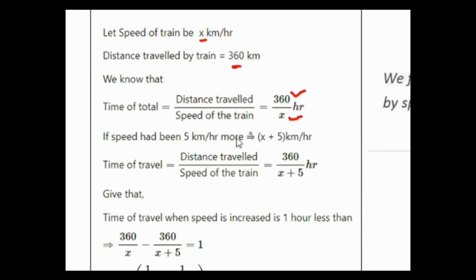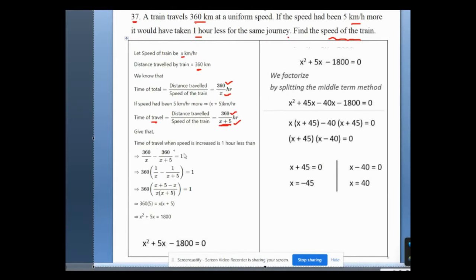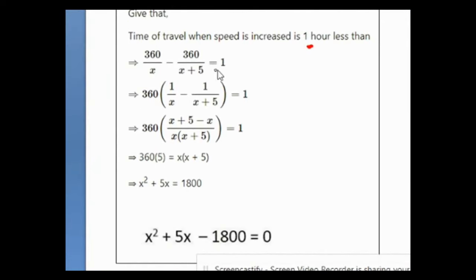So distance is 360, speed we don't know, we have taken as x. So 360 by x. The same train is traveling with the additional speed of 5 kilometers per hour. So time again is distance by speed, 360 by x plus 5, because the train is traveling at the speed of 5 kilometers per hour more than the previous case. So now the time taken is decreasing by 1 hour. So the difference of the times will be equal to 1 hour, which is clearly given in the question. So we have to subtract 360 by x plus 5 from 360 by x, which is equal to 1.